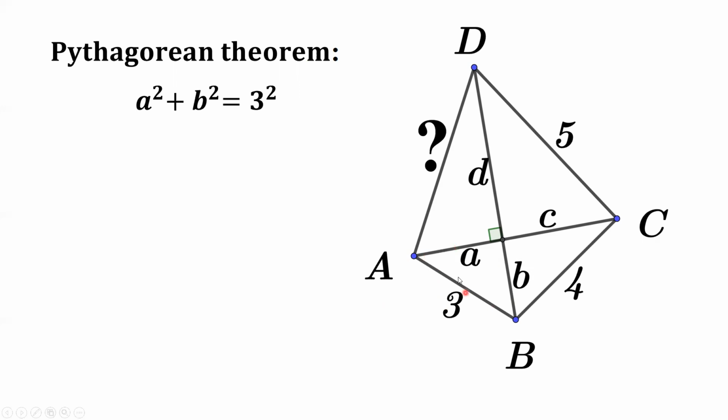In this right triangle, we know a squared plus b squared equals 3 squared. In this triangle, b squared plus c squared equals 4 squared. You may ask why we put the minus here. We use it for later. And similarly here, d squared plus c squared equals 5 squared.